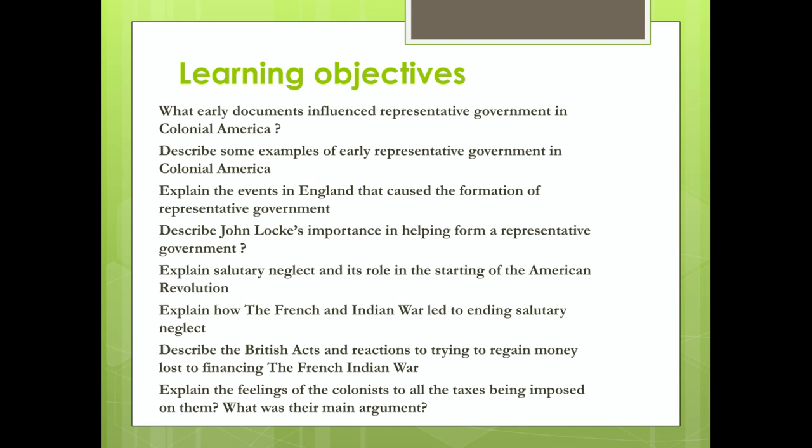The one after that is describe the British Acts and the reactions to trying to regain money lost to financing the French and Indian War. And the last one: explain the feelings of the colonists to all the taxes being imposed on them. What was their main argument? Is what you're going to answer for that one. So again, if you want to write these down right now, you can pause the video, go to the end of your sheet and write those down. Make sure that you answer these questions and you have them written down on your note sheet.